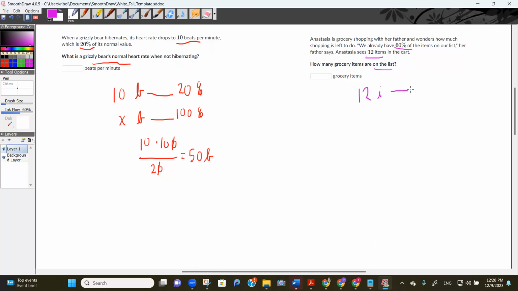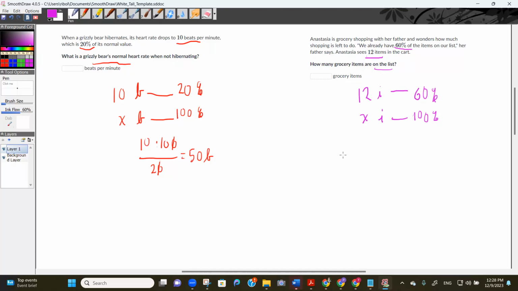So 12 items represents 60%. And what we are trying to find out is the total number of items, which is going to be 100%. So again, using the rule of 3, 12 times 100 divided by 60. Okay, so that is how we calculate that.